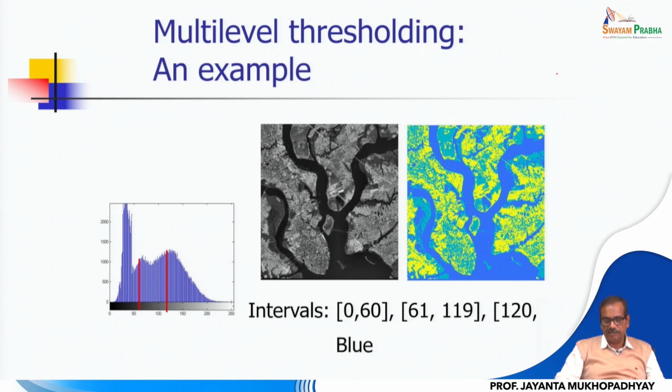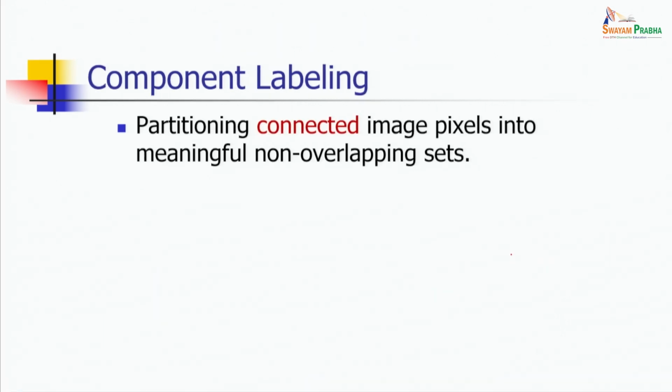This is for the blue range. You can see the water is mostly reflected by blue, then green. This is the greenish part, and the yellowish part is the brighter range, the urban area. So all these segments are there.